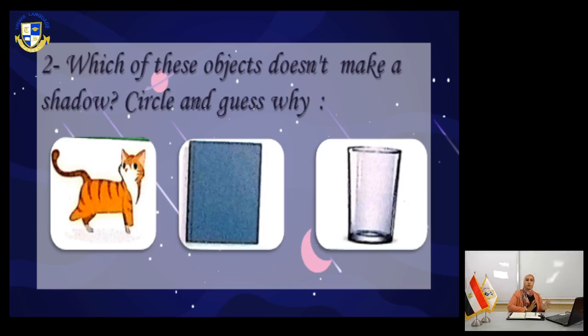What about the picture of the book? The same thing as the cat. It has a definite shape. It is considered a solid, so the light doesn't go through, and then there is a shadow for the book.